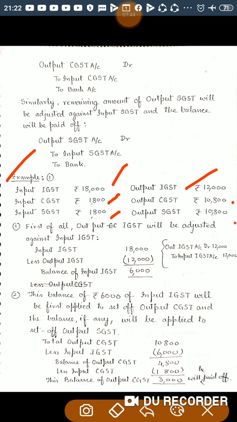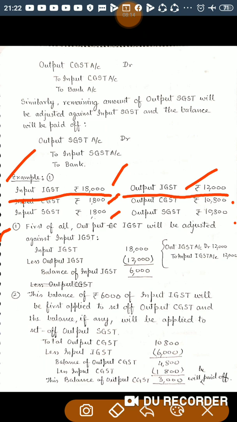Now we will have to set off the input IGST and all the input GST against output GST. As I have just discussed, first of all we will set off input IGST. Input IGST has a balance of 18,000 and output IGST has a balance of 12,000.